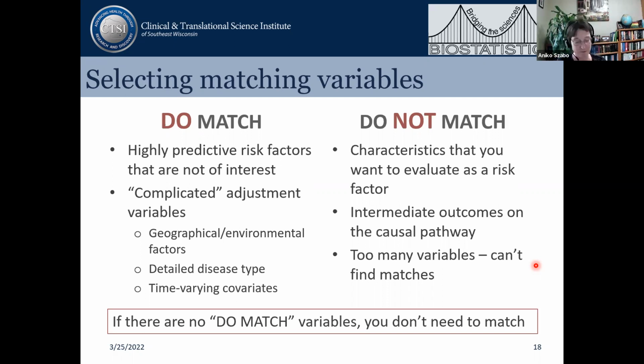You could actually match on quite a lot of variables if you have a lot of potential controls and you can find matches for all of your cases. But in practice, it is possible to run into issues with this, especially if you have some detailed variables with many, many possible levels.